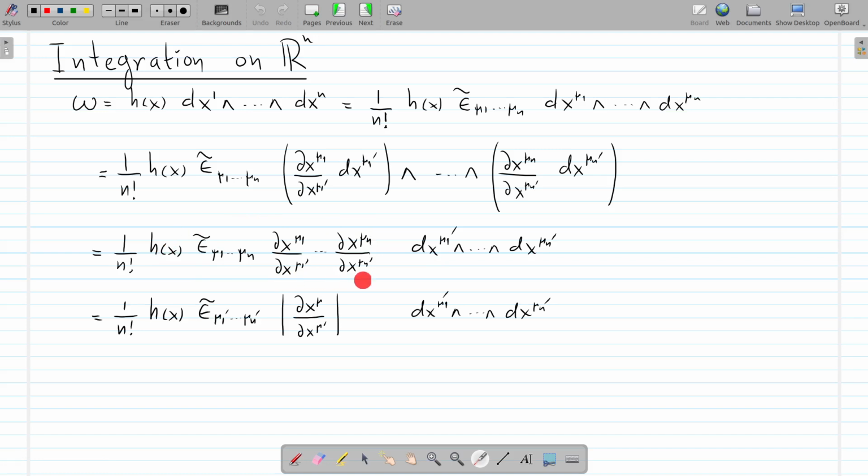But we recognize those terms as giving us the determinant of the derivatives of x mu with respect to x mu prime. That means the Jacobian of the transformation, and that will be multiplied by a sign given by the Levi-Civita symbols with respect to the new indices mu1 prime through mu n prime. These are formulas that we have seen in previous videos. So by getting rid of the Levi-Civita symbols, we realize that now all those terms are equal to dx1 prime through dxn prime. So we have expressed omega in this coordinate system, and you see that the function h of x must be multiplied by the Jacobian j.